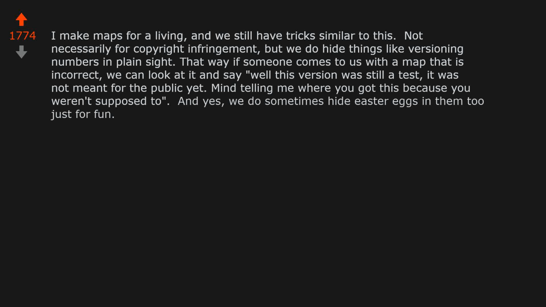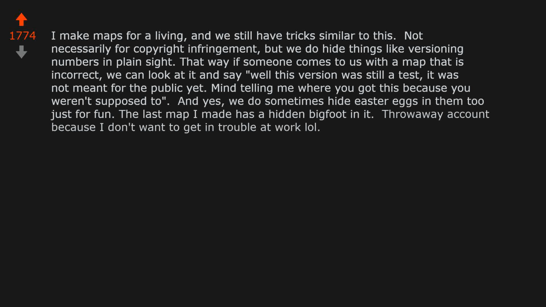And yes, we do sometimes hide Easter eggs in them too, just for fun. The last map I made has a hidden Bigfoot in it. Throwaway account because I don't want to get in trouble at work, lol.